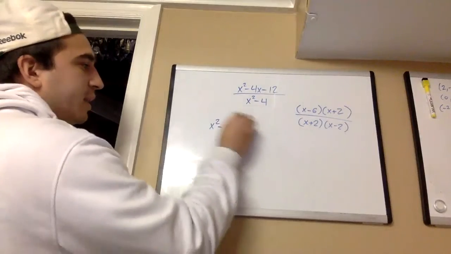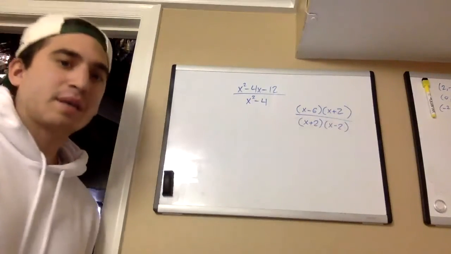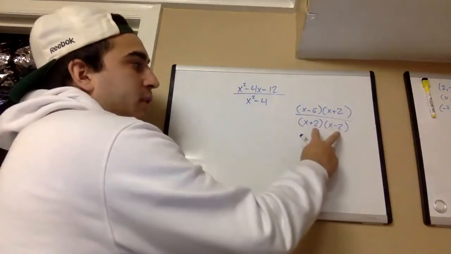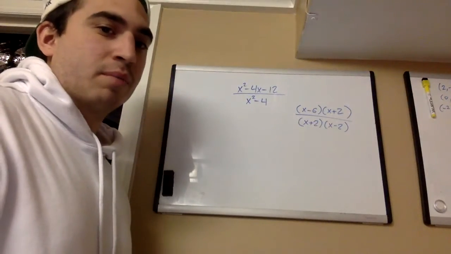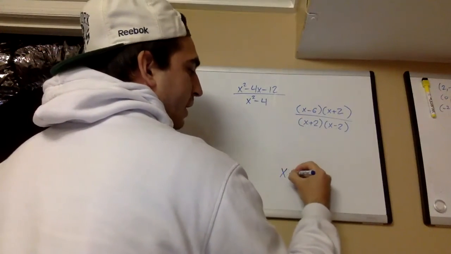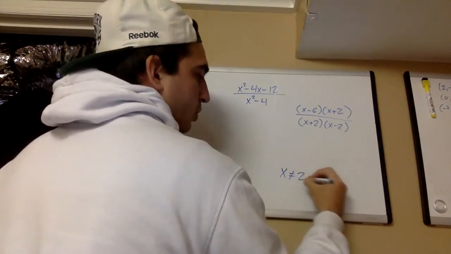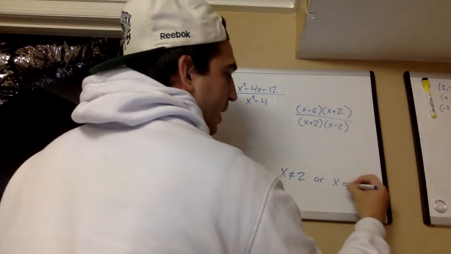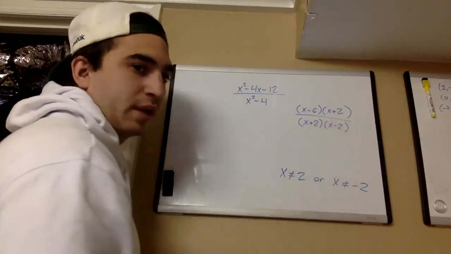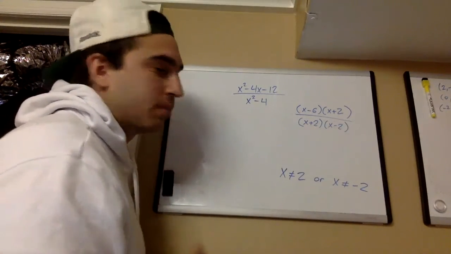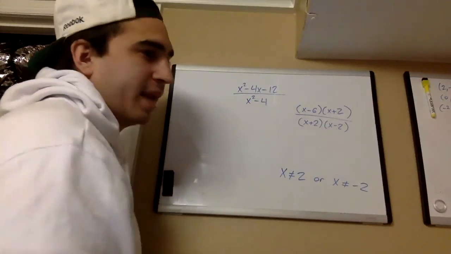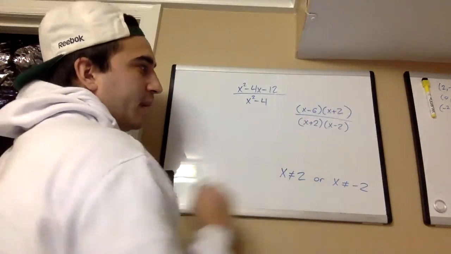So before we do anything else, this is almost simplified. However, you need to make a point right now. Your denominator can never be 0. So in your final answer, once I see this, I need to say that x cannot equal 2 or x cannot equal negative 2. The reason for that is if I plug in 2 here, 2 minus 2 will give me 0. That will give me a denominator of 0. If I plug in negative 2 to the first one, again, that will give me 0. Can't have a denominator of 0. So this must be in your final answer.